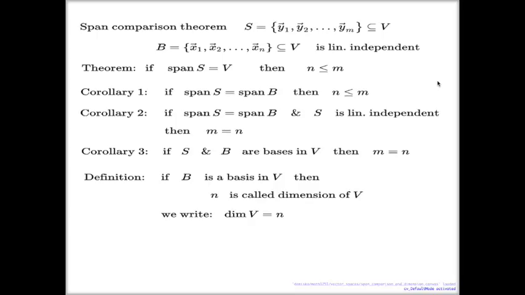So from this slide, what we will need in my next slide is this result. It's the very first one actually, the one which I call the span comparison theorem. Let's just look at this again. It says this: if you have two sets of vectors of different size in general, M for Mary and N for Nicholas, and one of them is linearly independent.